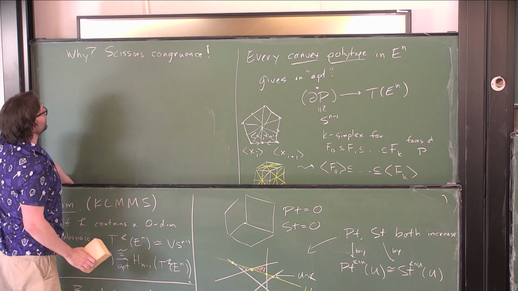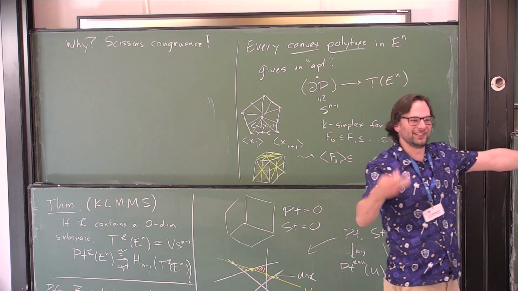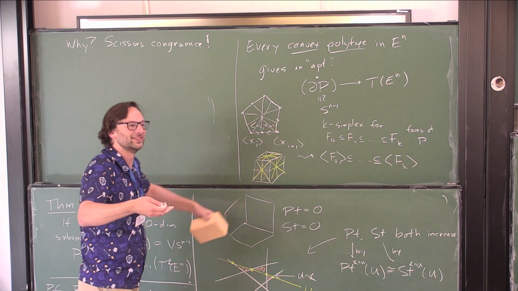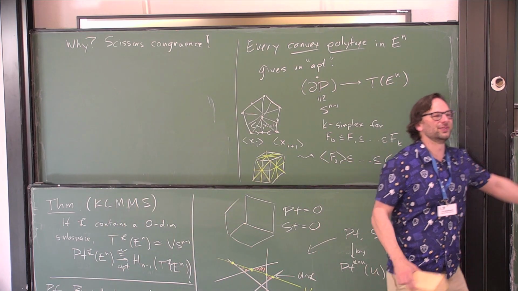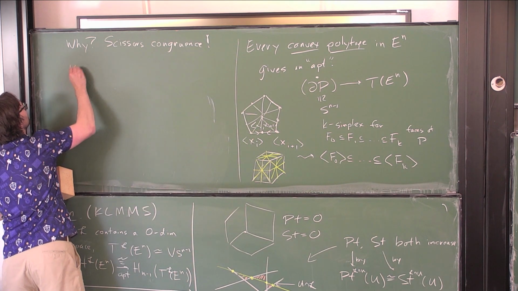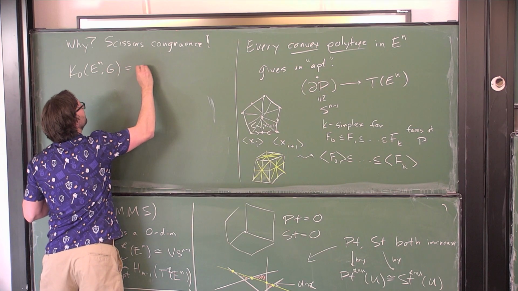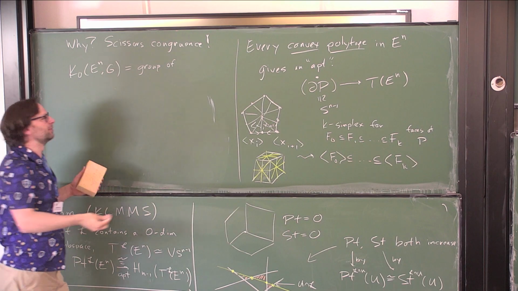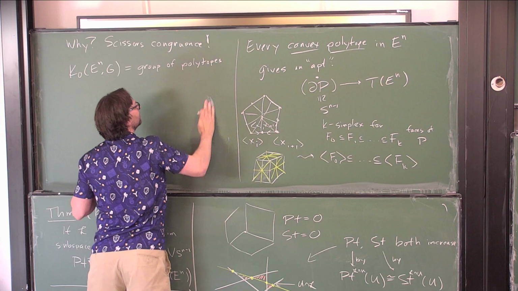Okay, so what's the connection to scissors congruence? Well, you can kind of already see it here. This is a presentation. It's saying that the Steinberg module really is some kind of group of polytopes up to scissors congruence. The only thing is I'm not moving them. I'm cutting it into pieces, and then all the pieces are staying fixed. So more generally, there's this group K0 of E^n G. This is the group of polytopes up to G scissors congruence. G is some subgroup of the isometry group, or a subgroup of the group of affine transformations.